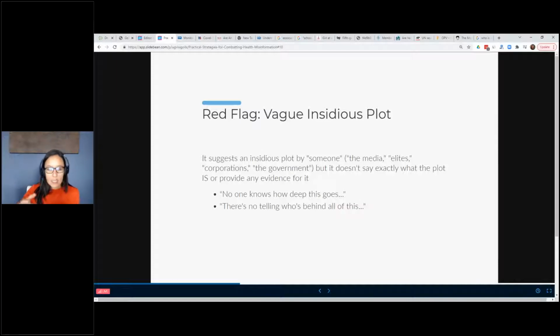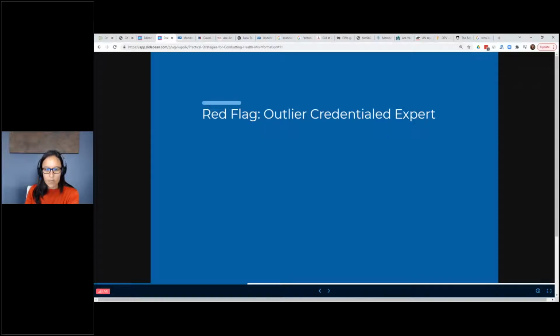So throwing out things like no one knows how deep this goes, or there's no telling who all is behind this, that's not evidence. That's more supposition. Those are more questions. Those are more hypotheses. But this format of the vague insidious plot is a really common rhetorical device in these types of misinformation. Okay. Another big one that's really popular, especially in health misinformation, is the outlier credentialed expert.